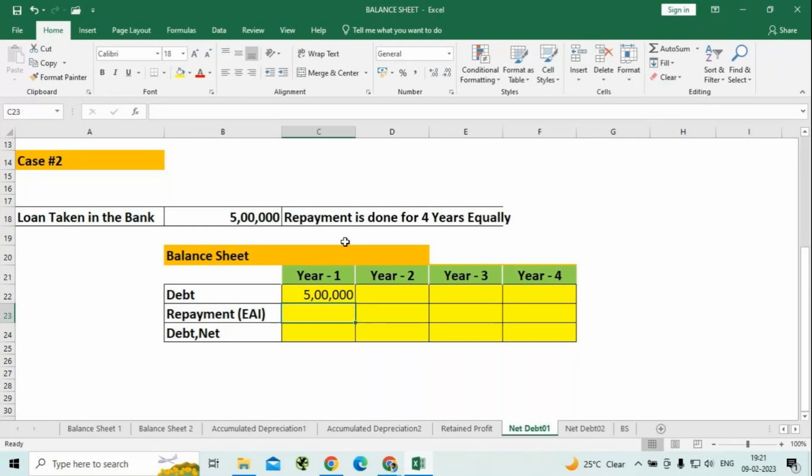The repayment will be equal for all the 4 years. That means it equals whatever the value of the debt is, divided by the period, which is 4. So every year you are going to pay 1,25,000. So this remains the same.